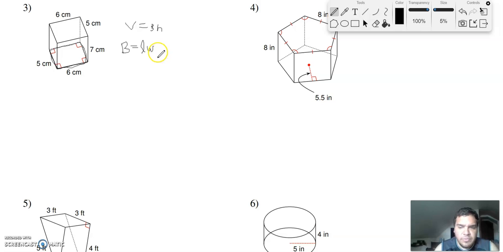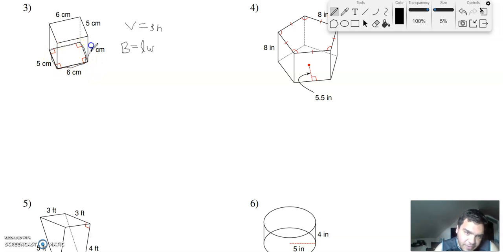I'm highly considering on your upcoming test to give you at least the formulas for all your 2D shapes, okay? So the area of the base is length times width. So with that in mind, we're going to find the length and the width.